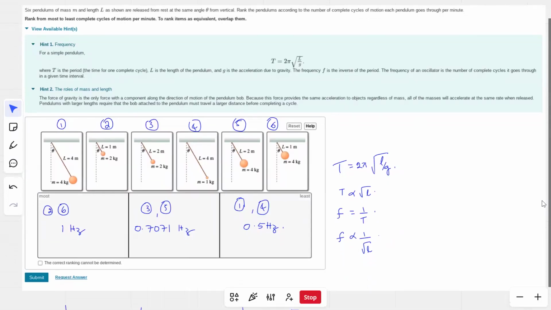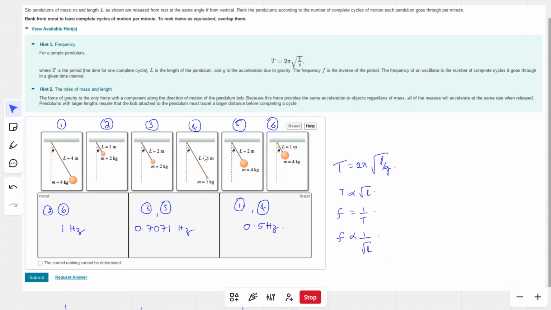Here, 6 pendulums are given to us, whose length and mass are also given. And then we have to rank the frequency of these pendulums. We know that T is equal to 2 pi root L by g for a pendulum time period. Therefore, for a pendulum at a given place, g is a constant. Therefore, T is proportional to root L. And then we know that f is equal to 1 by T, or f is inversely proportional to time period. So therefore, f is proportional to 1 by root L.